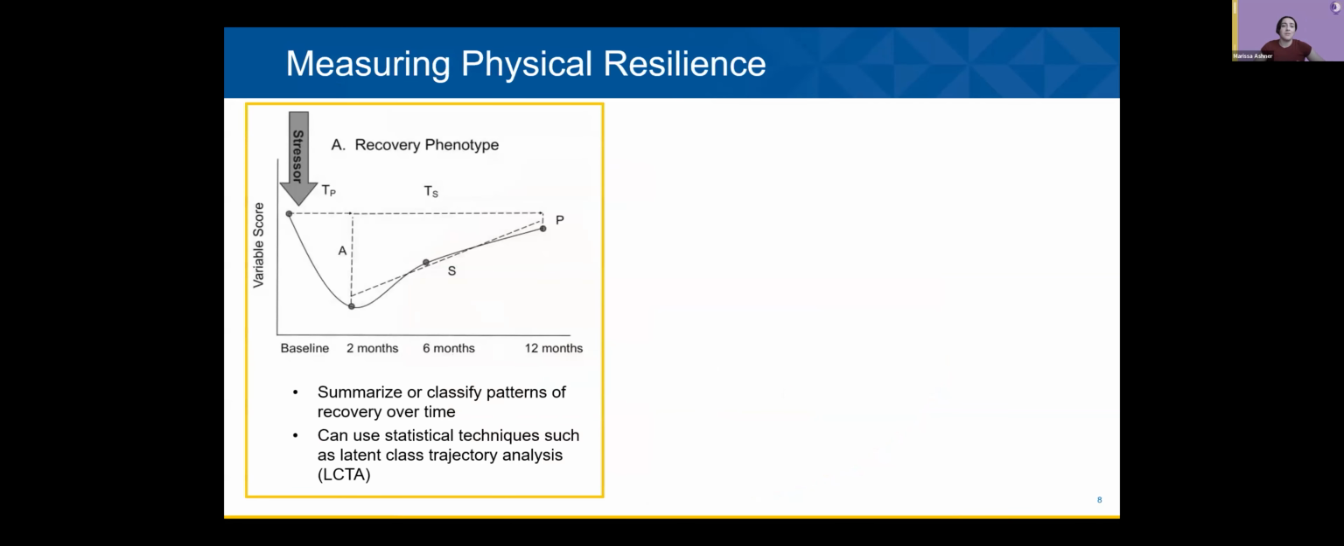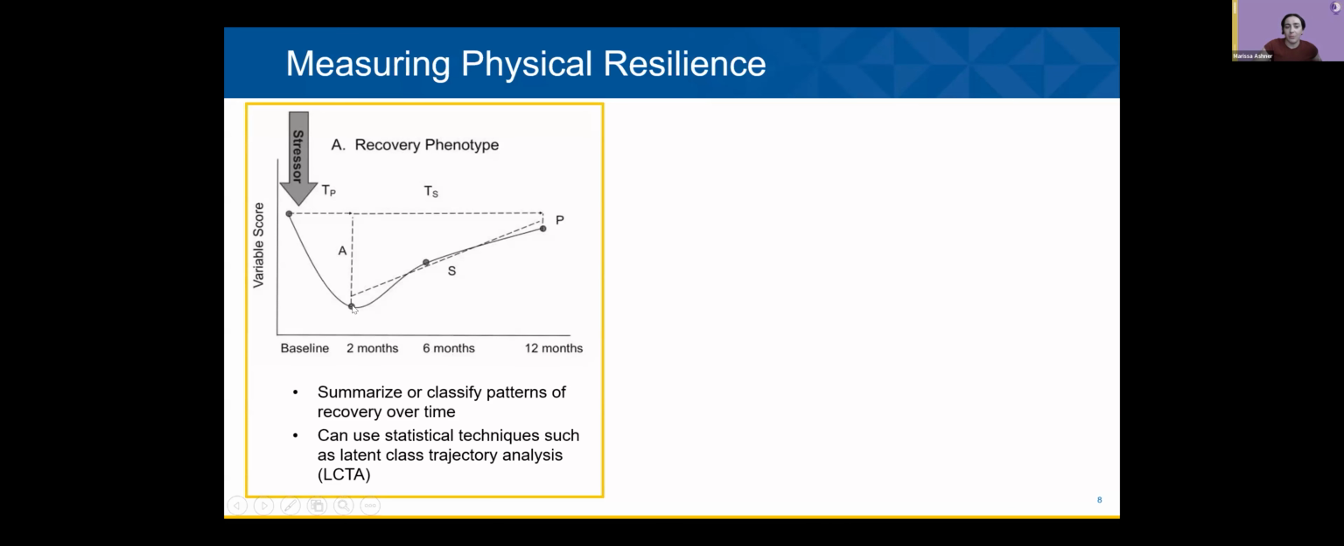All right, now that we've got a working definition of physical resilience, how do we actually measure it? How do we measure how well someone bounces back? In the Duke Pepper Center, we have used two different ways to do so. The first one we call the recovery phenotype. I'll walk you through this graph. Let's say we have some sort of baseline, where you measure all of your reserve pre-stressor things. You're at some level of your health, some variable Y. And then a stressor occurs right after baseline.